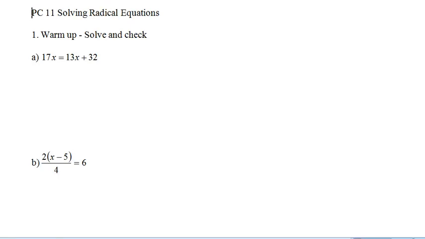This is our sixth and final lesson on radicals, and we're solving radical equations. Before we get into solving radical equations, let's just solve some normal equations that we're used to seeing.